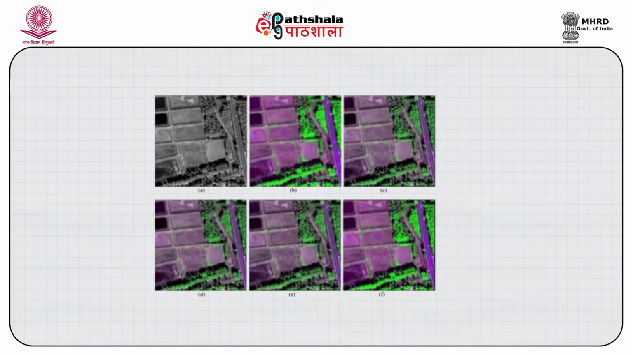Multiplicative algorithm improves the spatial resolution of the input MS images. The resultant image has a darker tone than the input MS image, which results in loss of shadow.